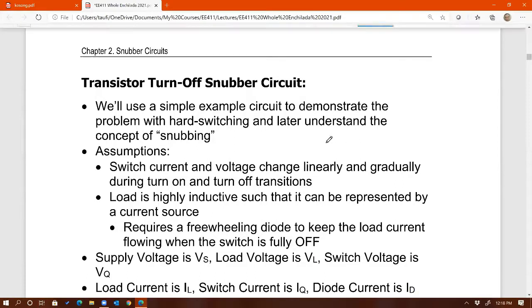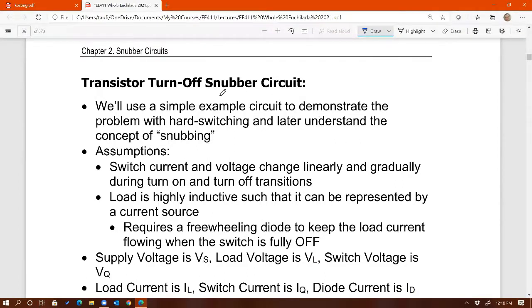To explain the concept of the snubber, I'm going to use the first type, which is the turn off snubber. I'm not going to do the turn on, even though the turn on snubber is also covered in this chapter. I will ask you to review the turn on snubber yourself. If you understand how the turn off snubber works, then you should be able to understand the turn on snubber. Another reason is that from a practical point of view, the turn off snubber is used a lot more than the turn on.